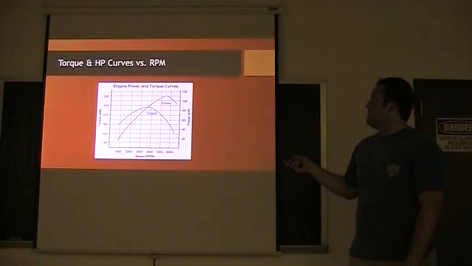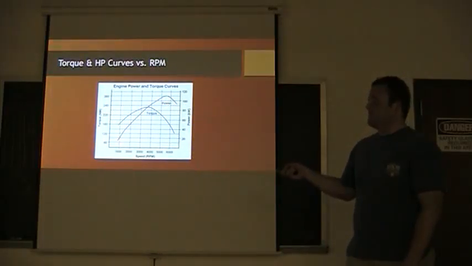At a certain point, your engine's torque will become less efficient. The torque will go down, but the RPMs will actually increase. So at some point, horsepower and torque will be equal, and after that point, horsepower will actually overcome torque, and that's because of your RPM speed increasing.